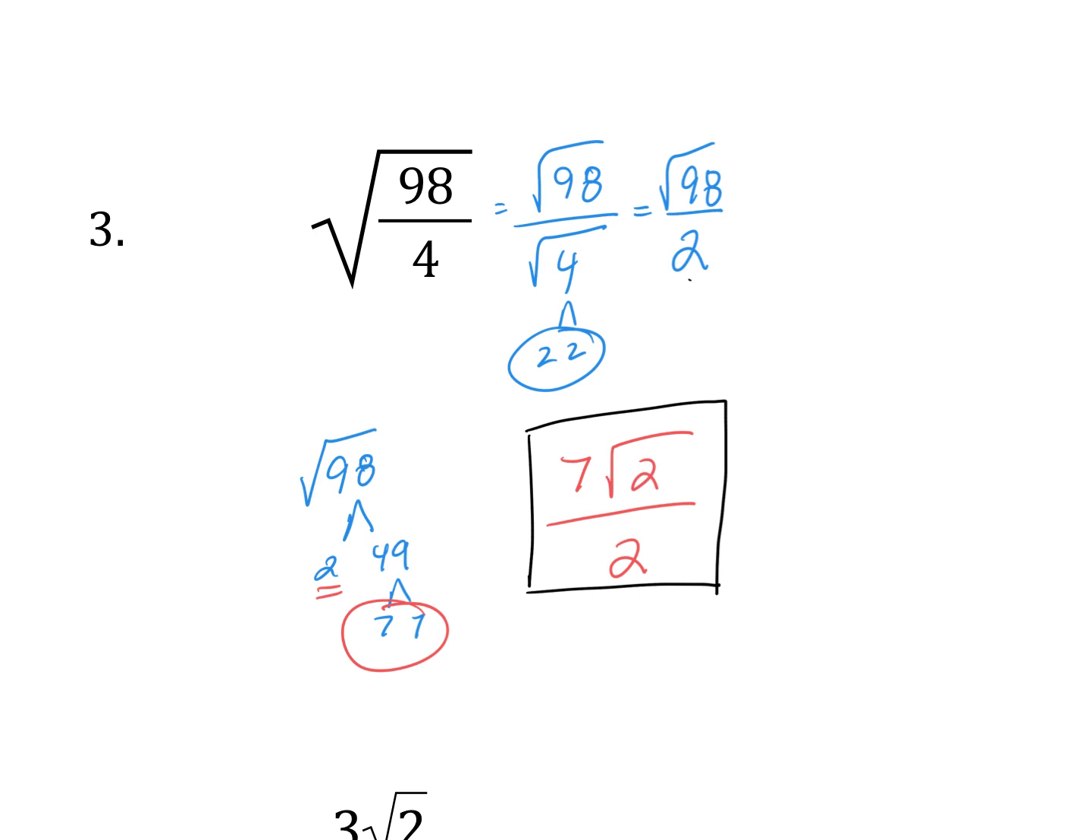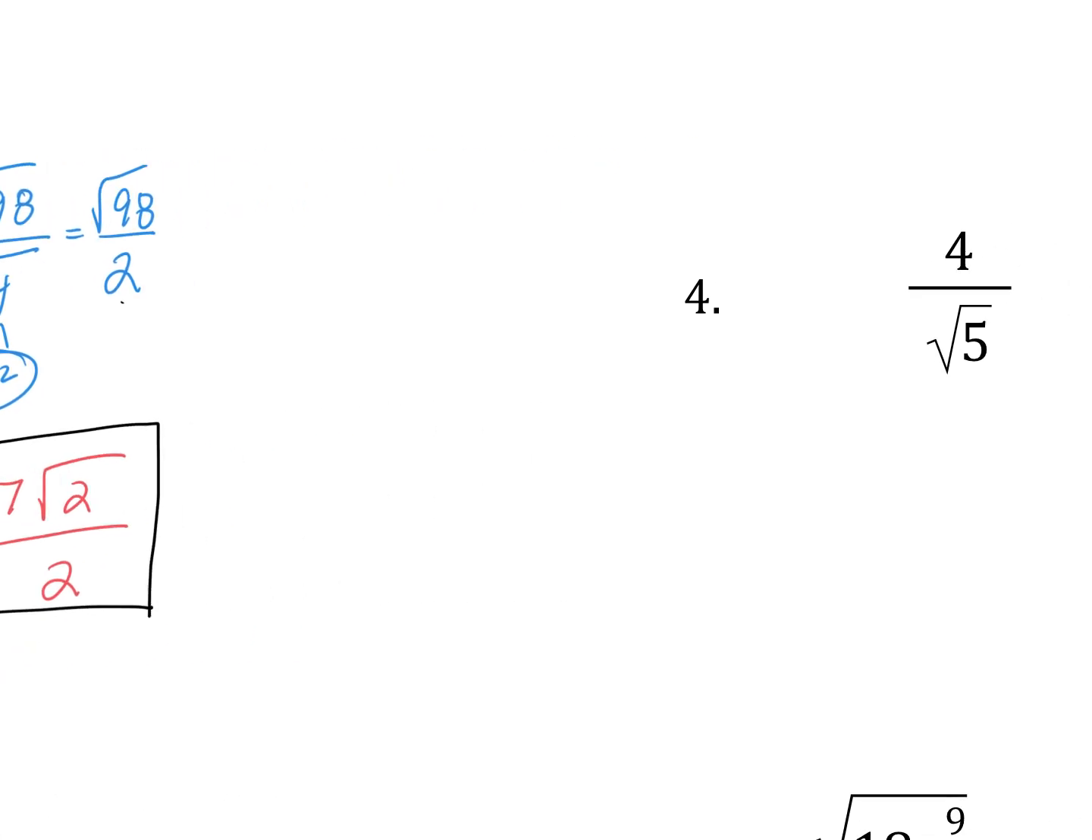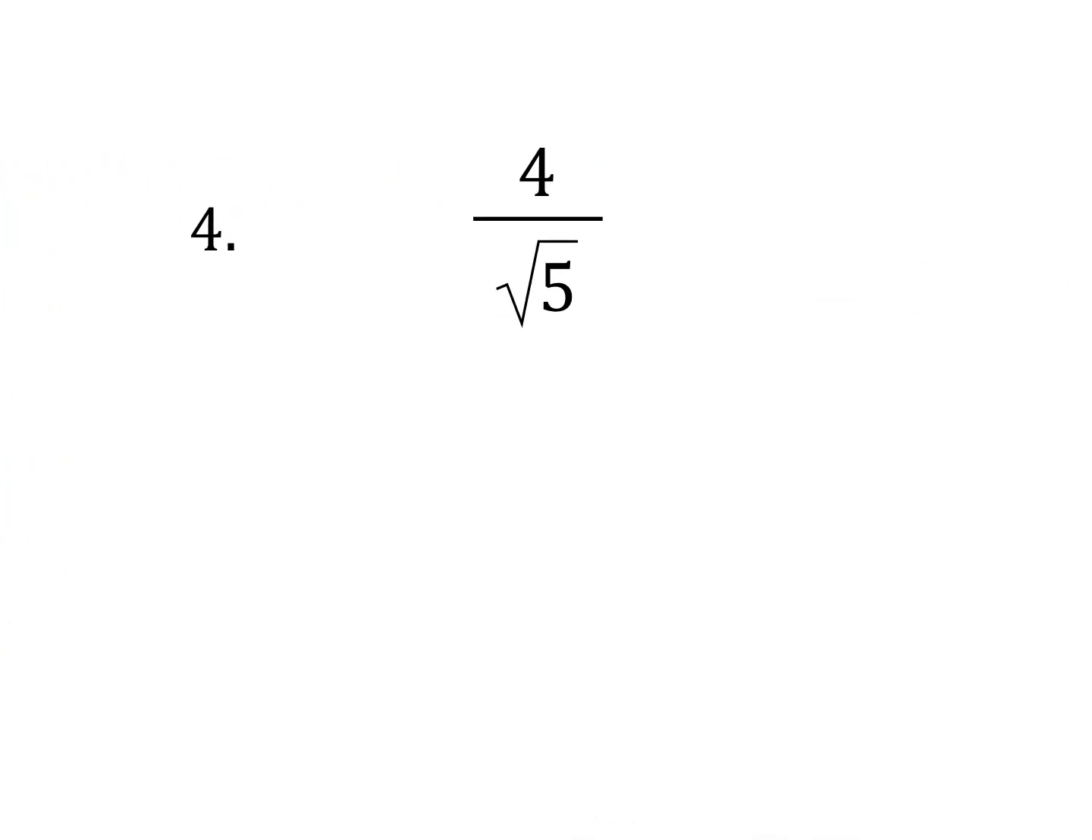Let's try one that is a little bit more complicated. Look at 4 divided by the square root of 5. In this instance, we don't have a square root over both the 4 and the 5. So the 4 on the top is a whole number.